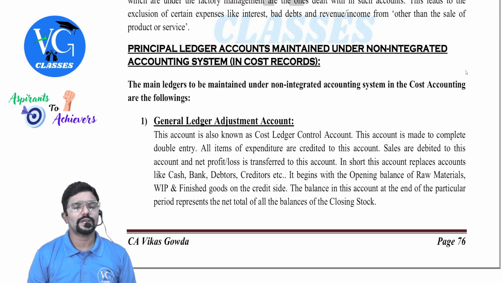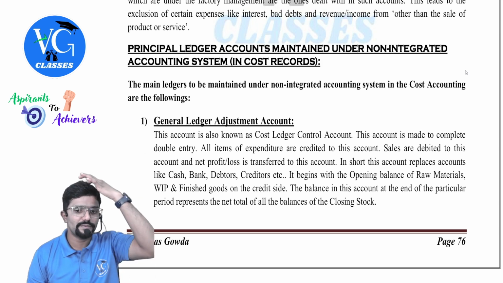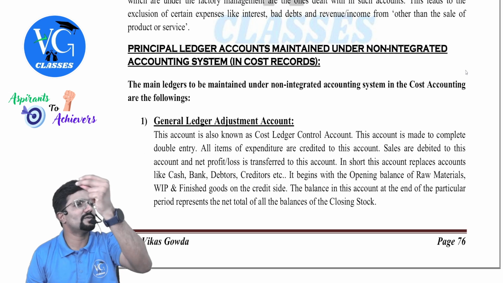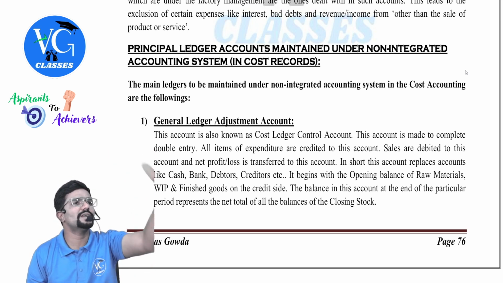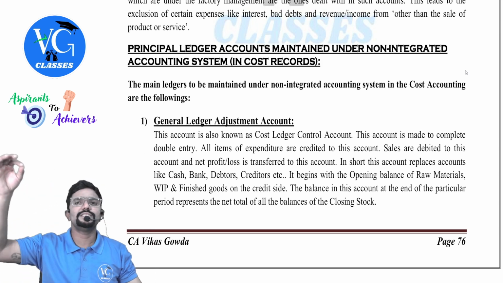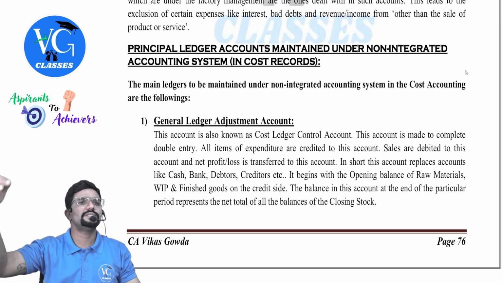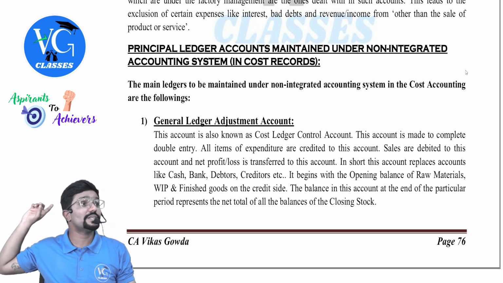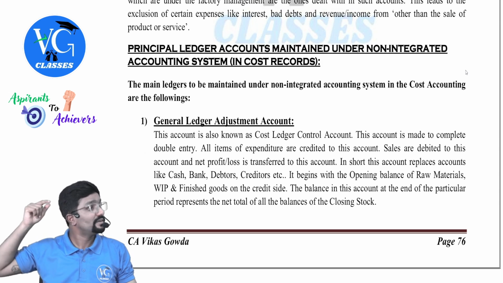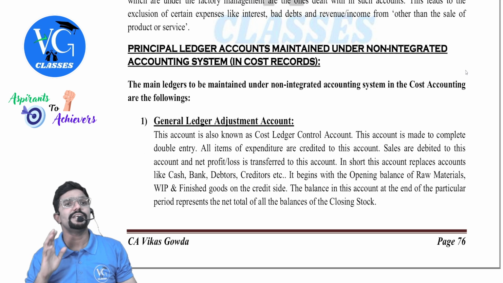Sales are debited to this account, and net profit or loss is transferred to this account. Come on, guys. Sales, what is the entry? Credit sales or cash sales, doesn't matter here. Only one entry for both. General ledger adjustment account to sales. Clear? Now at the end, whatever profit is there in costing P&L account, we will transfer it to this account.